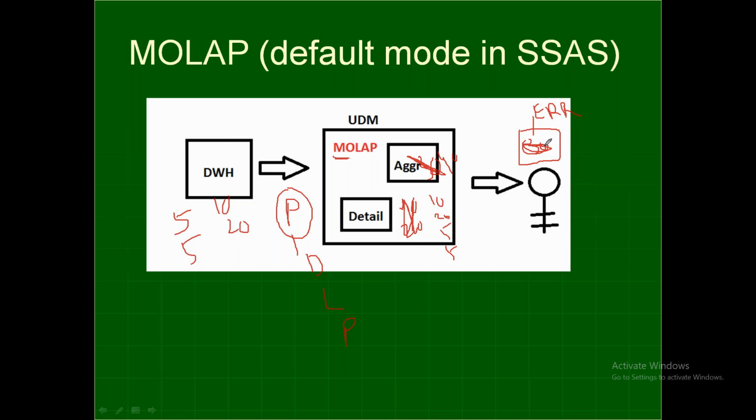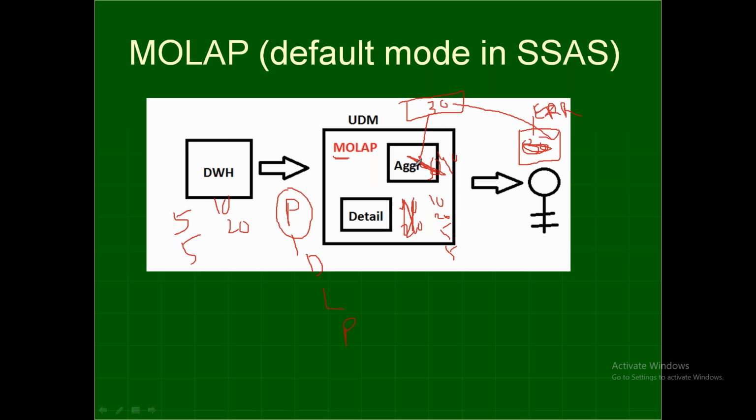So when I enable proactive caching, what SSAS is going to do, instead of deleting the data here, is prepare a cache. Cache means RAM. Whatever old data we had will be pushed to it, and it is visible.